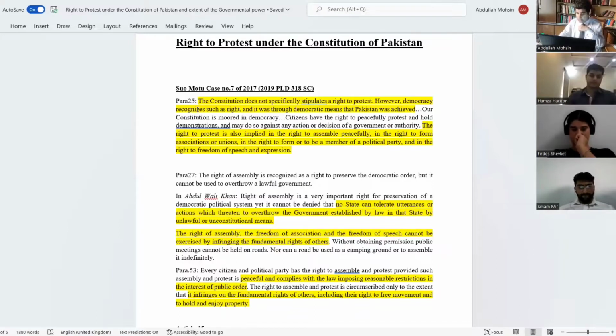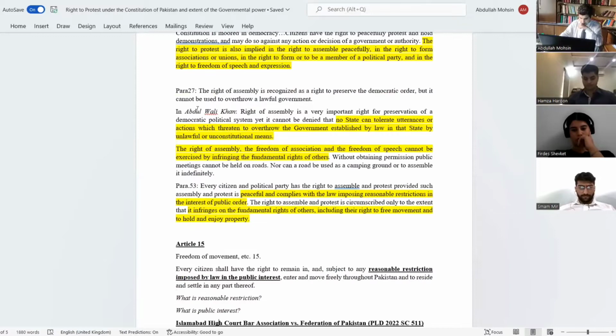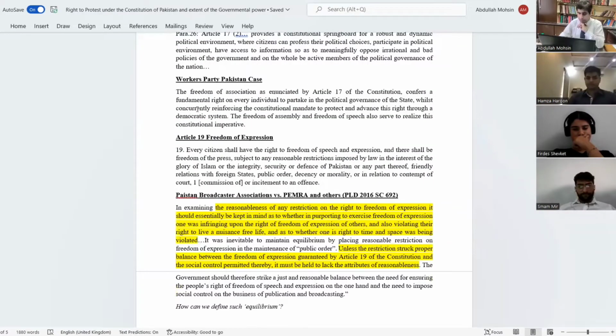The right of assembly, the freedom of association, and freedom of speech cannot be exercised by infringing the fundamental rights of others. As I mentioned, the reasonable restrictions. So the right is not absolute; it is subject to reasonable restrictions. Every citizen in a political party has the right to assemble and protest, provided such assembly and protest is peaceful and complies with law imposing reasonable restrictions in the interest of public order. The right to assemble and protest is circumscribed only to the extent that it infringes on the fundamental rights of others, including the right to free movement, to hold and enjoy property. Okay, this judgment of 2016 by the Supreme Court of Pakistan discusses when a restriction is reasonable.